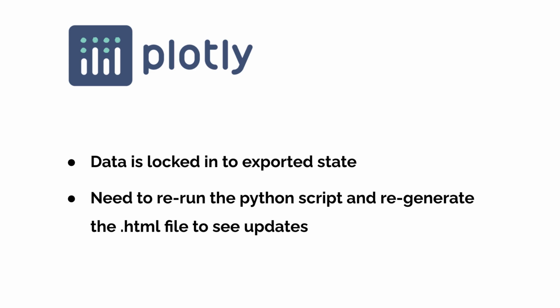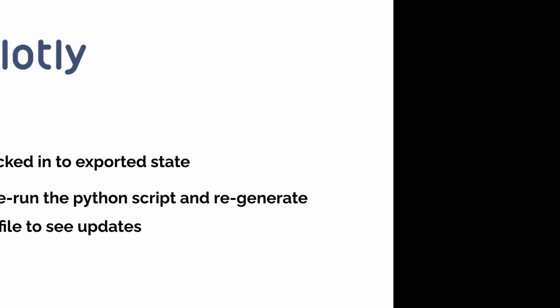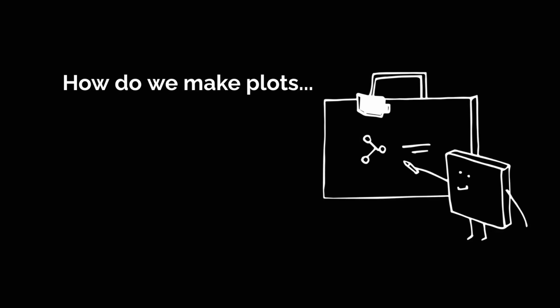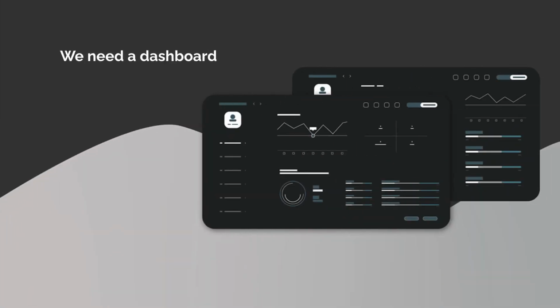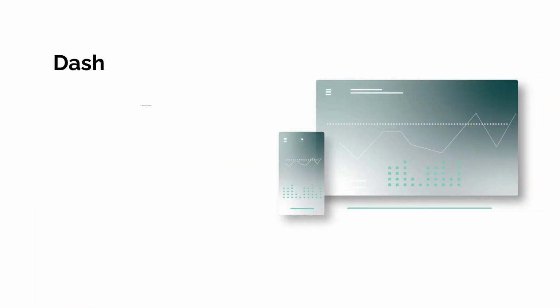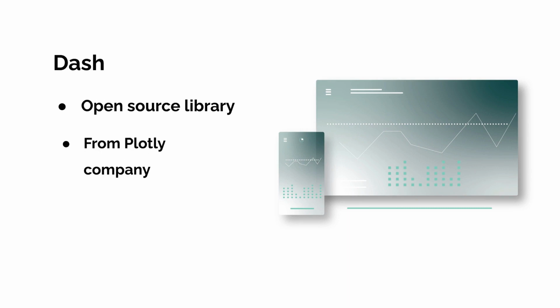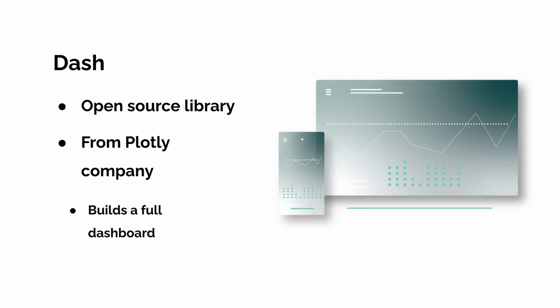We're going to use Plotly with Dash to build not only interactive images, but also make them dynamic dashboards. And that is going to allow us to do three things. We want to make plots interact with each other, interact with components, and update in real time. So how can we achieve all of that? Well, we can use Dash to build a dashboard. All right, so let's talk about Dash. Also an open source library, actually built by the Plotly company, and it allows you to build a full dashboard, which will allow you to create this data visualization.